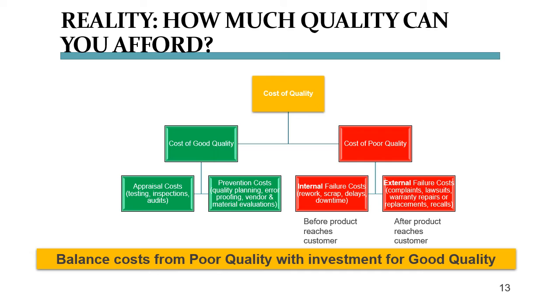There's another kicker when it comes to quality management: money. Putting good quality management in place requires money. This is called cost of quality. Cost of quality typically breaks down into two factors: cost of good quality and cost of poor quality.